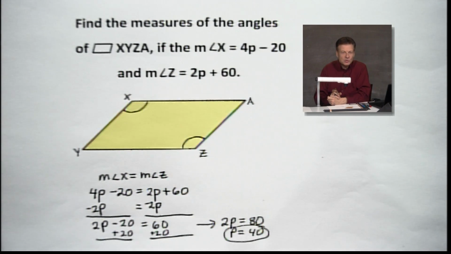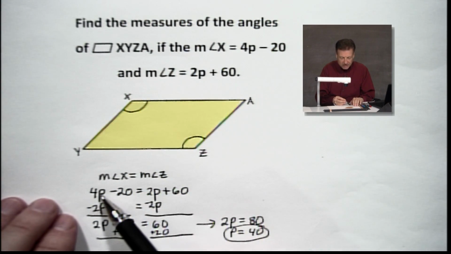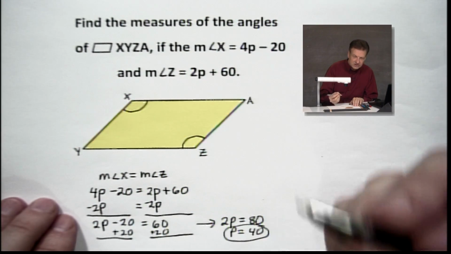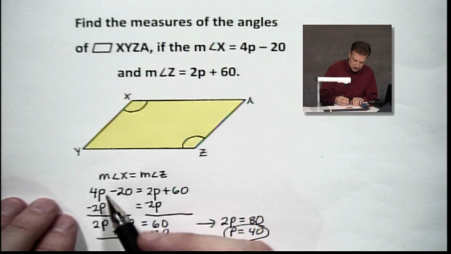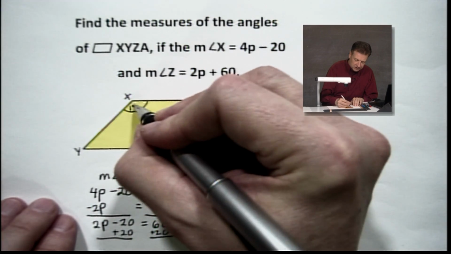Let's see, do we get the same value for these angles? Because when I plug a 40 in here, I've got 40 times 4. Yeah, I believe it works, doesn't it? Y'all with me? 160 minus 20, 140. So angle X, did y'all hear what I just did? Oh, just substitute both sides. You're going to get 140 degrees right up there.